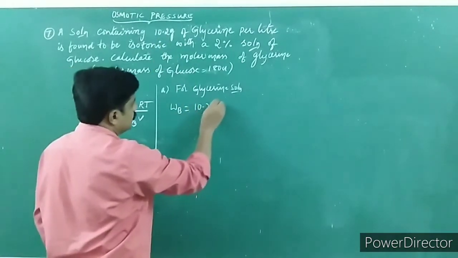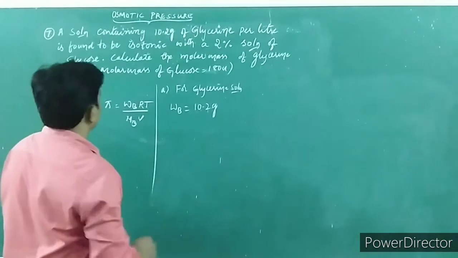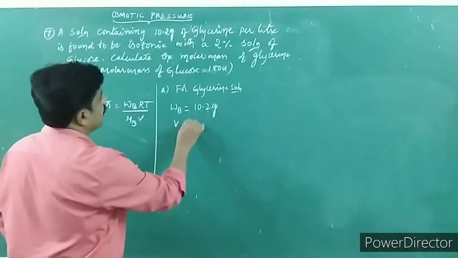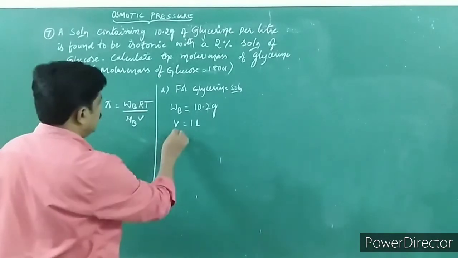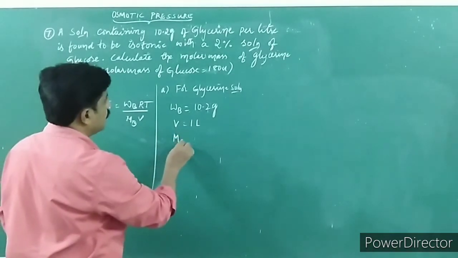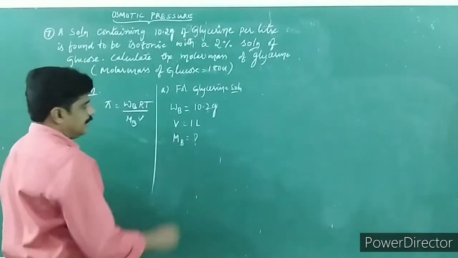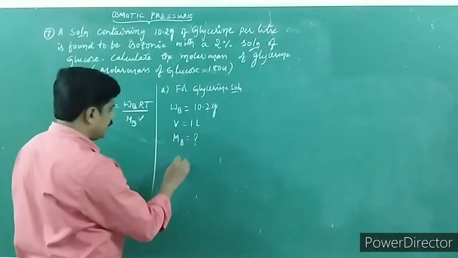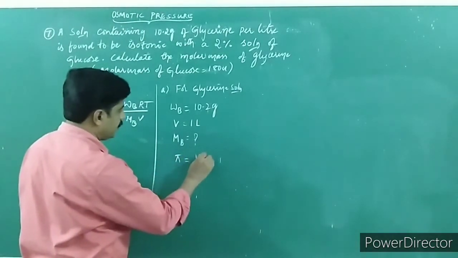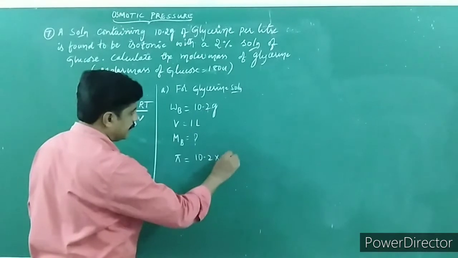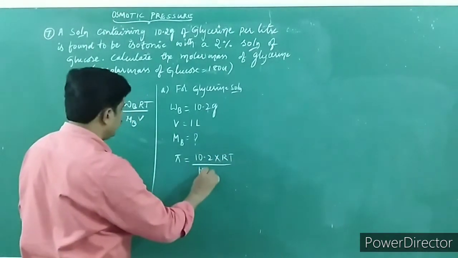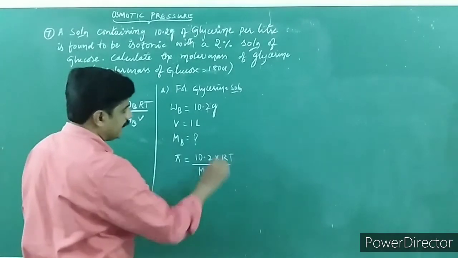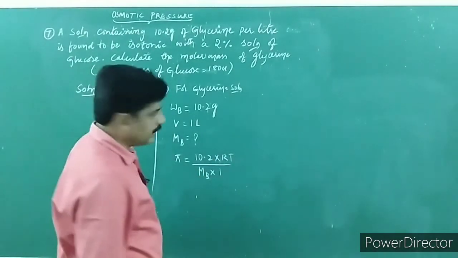Look at here, WB is given, how much? 10.2 grams. Second one, volume is given. What is that? 1 liter. And what else is given? MB you are supposed to find out, is it not? Now I'll write here pi is equal to WB, which is 10.2, into RT. I'll keep it as it is upon the MB you are supposed to find out. V is equal to 1 liter.